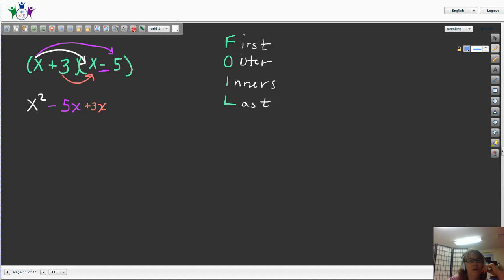And that one, let's do it in blue. Now this is going to be positive 3 times a negative 5. When we take a positive times a negative, it becomes a negative. Then we combine these. So x squared comes in, and we have minus 5x plus 3x to give us minus 2x, minus 15.